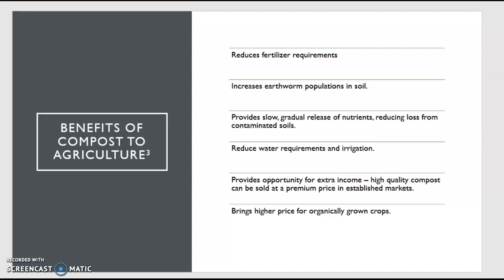This is, again, the food system, and it's just talking about benefits of compost to agriculture. And these benefits include reducing fertilizer requirements, increasing earthworm populations in soil. It provides slow, gradual release of nutrients, reducing loss from contaminated soils. Composting reduces water requirements and irrigation, and it provides opportunity for extra income. High quality compost can be sold at a premium price in established markets, and it brings a higher price for organically grown crops.